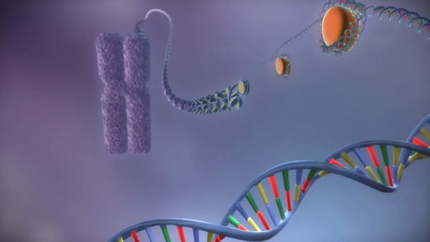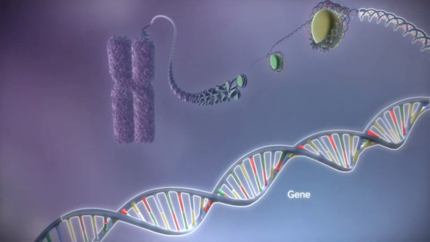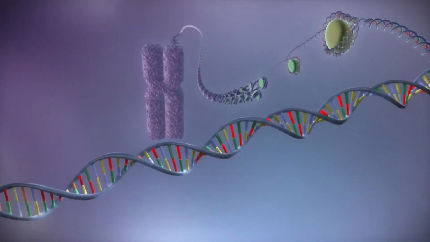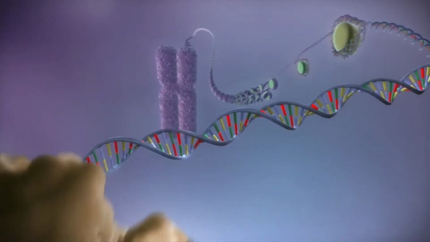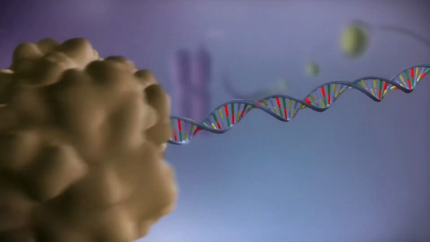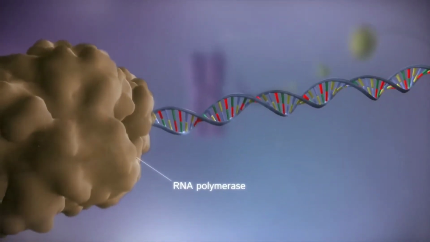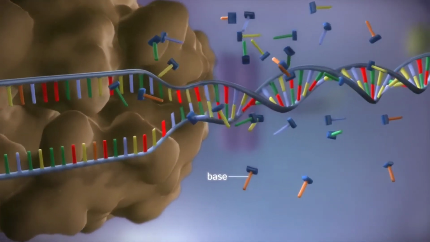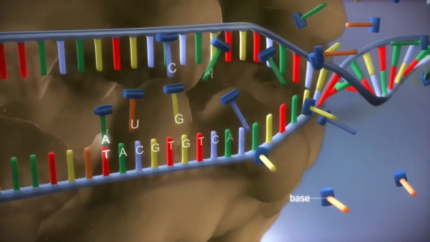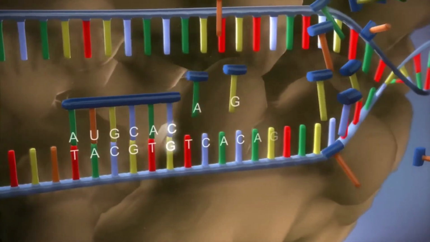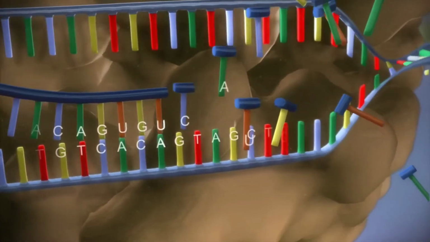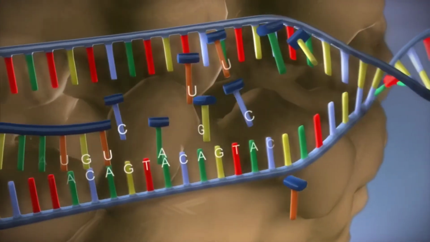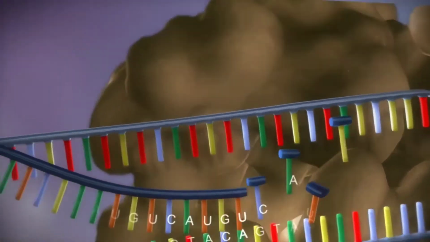Within the DNA are sections called genes. These genes contain the instructions for making proteins. When a gene is switched on, an enzyme called RNA polymerase attaches to the start of the gene. It moves along the DNA, making a strand of messenger RNA out of free bases in the nucleus. The DNA code determines the order in which the free bases are added to the messenger RNA. This process is called transcription.